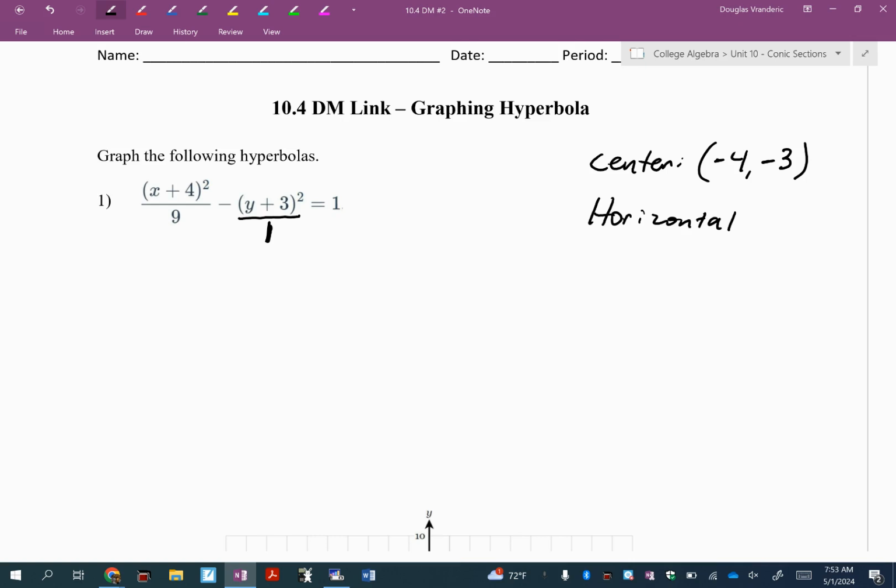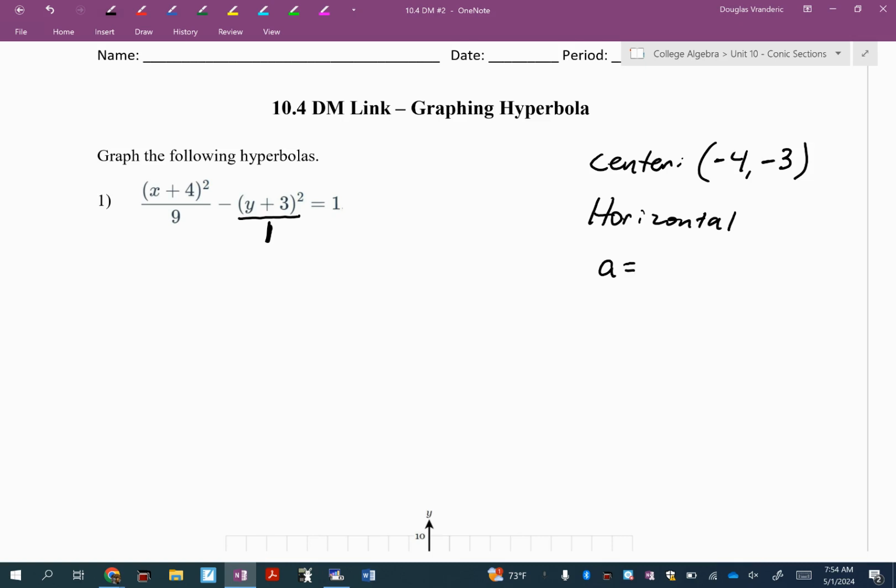Okay? Now, A. Do you remember where we got A from yesterday? Where did we get A yesterday with our practice on the key features? That's going to give us the vertices, but I'm saying just the value for A, which is the distance from the center to the vertices. It's from 9, right? It's always from the first denominator with hyperbolas.